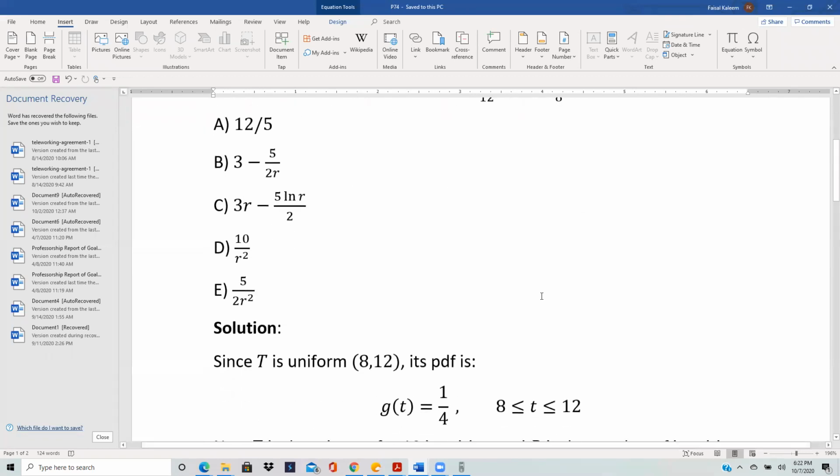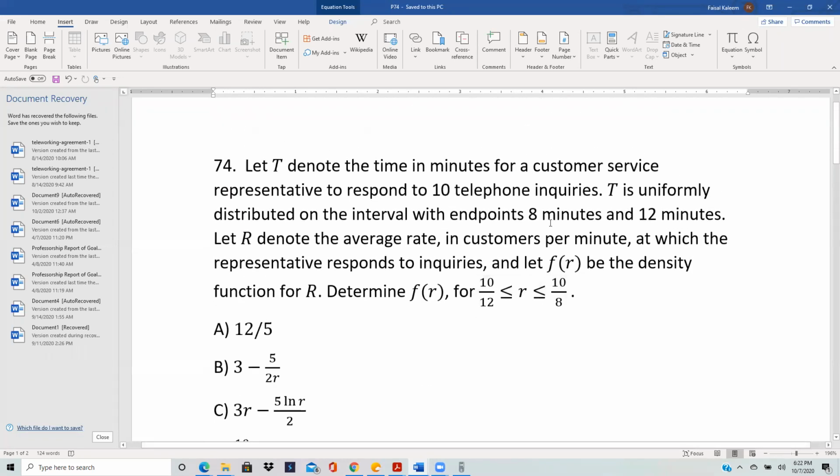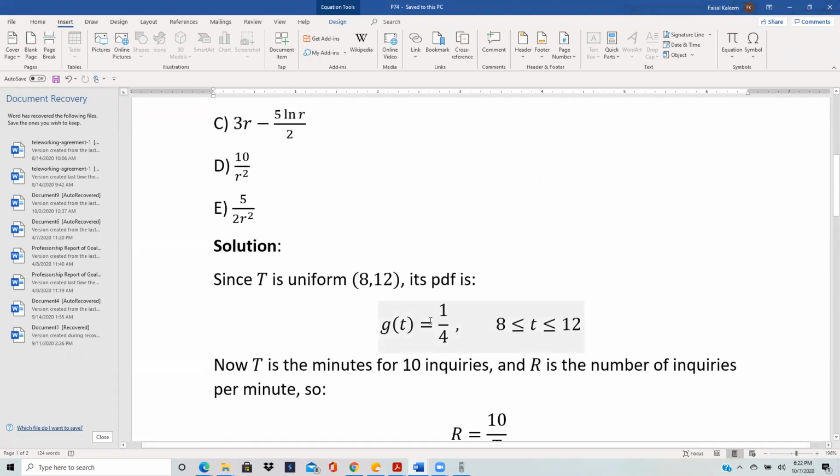So the big T is uniform on 8 to 12. So we know that the uniform distribution has a PDF 1 over B minus A. So 1 over 12 minus 8 is 1 over 4 from 8 to 12.